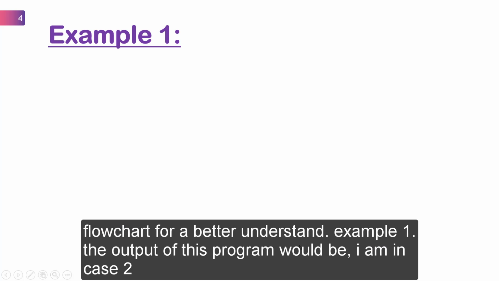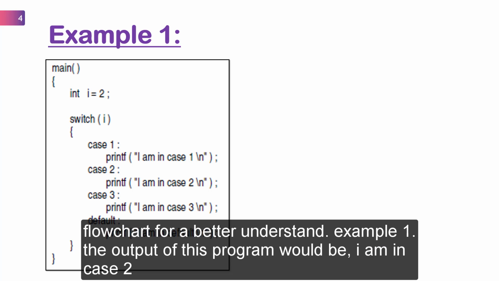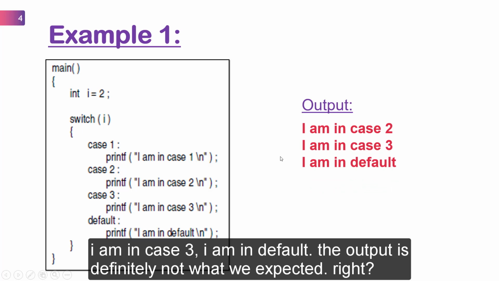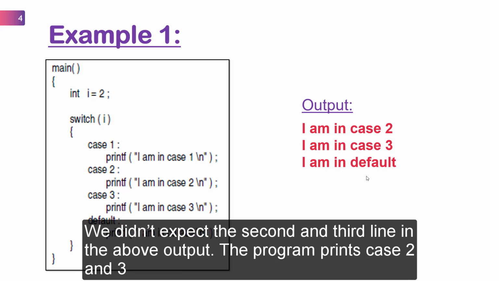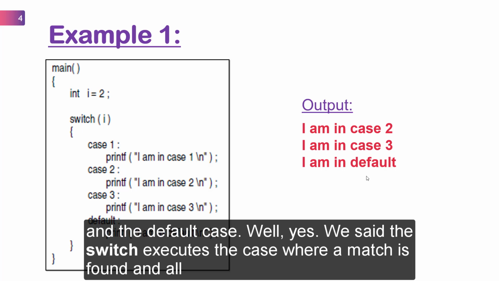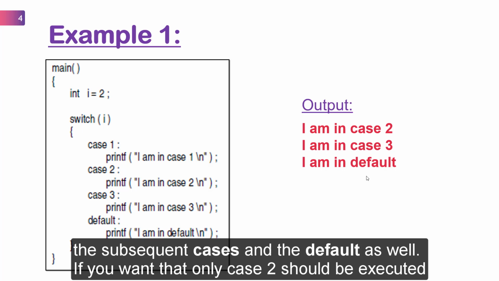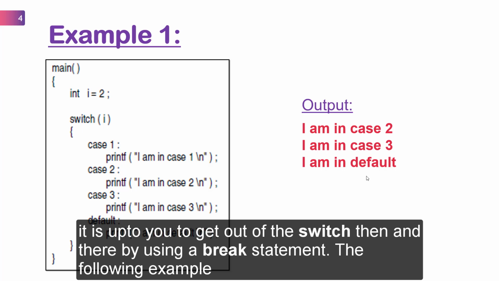Example 1. The output of this program would be: I am in case 2, I am in case 3, I am in default. The output is definitely not what we expected, right? We didn't expect the second and third line in the above output. The program prints case 2 and 3 and the default case. Well, yes, we said the switch executes the case where a match is found and all the subsequent cases and the default as well. If you want that only case 2 should be executed, it is up to you to get out of the switch, and thereby use a break statement.